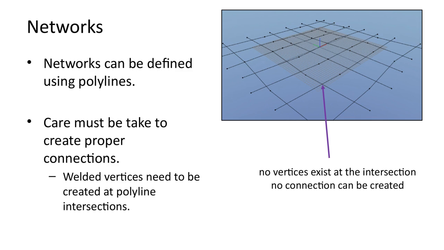The example shows a grid of polylines. Each polyline has multiple vertices, but these vertices do not coincide with the points where the polylines intersect one another. As a result, this grid of polylines cannot form a network. It is just a set of isolated polylines with no connectivity.